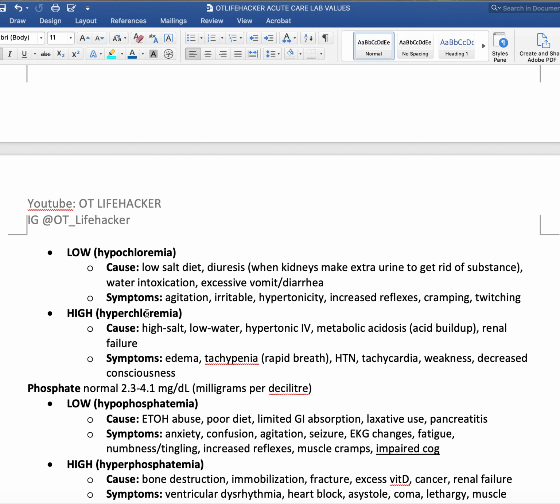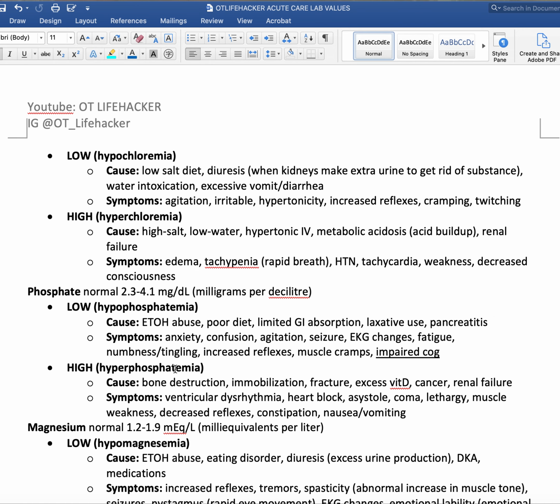High, hyperchloremia. Causes can be high salt, low water, hypertonic IV, metabolic acidosis, renal failure. Symptoms: edema, tachypnea, which is rapid breathing, tachycardia, weakness, hypertension, decreased consciousness.